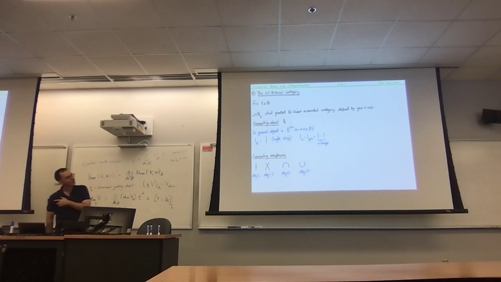The cap goes from B star B to the unit object, the cup goes from the unit object to B star B. They're just going to make B into a self-dual object. So this is sort of a self-adjunction of degree 0 between B and itself.